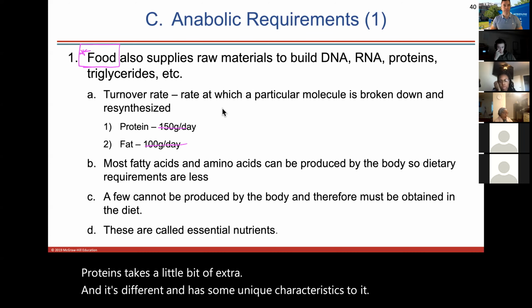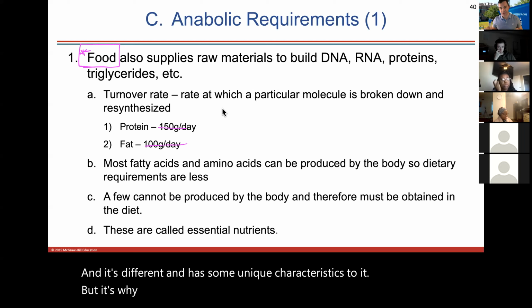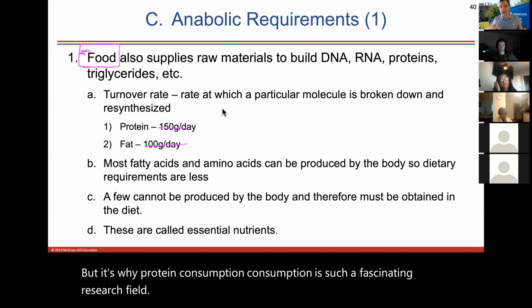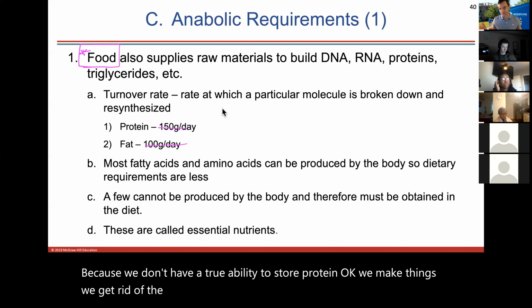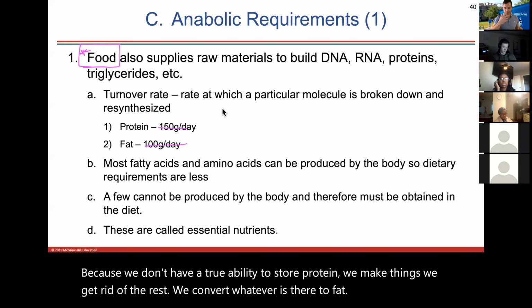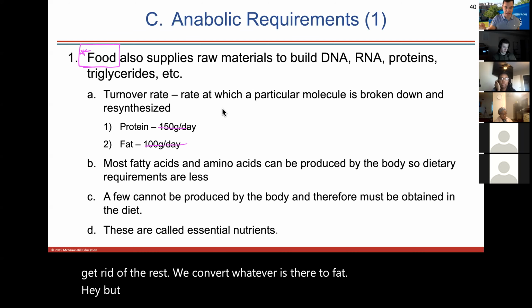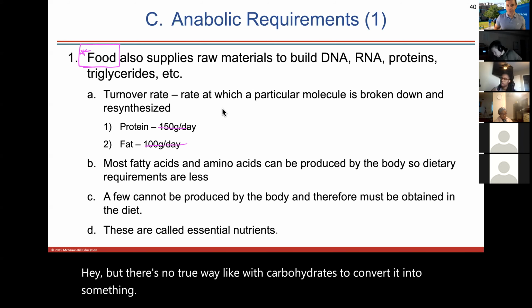But it's why protein consumption is such a fascinating research field, because we don't have a true ability to store protein. Okay, we make things, we get rid of the rest, we convert whatever's there to fat. But there's no true way, like with carbohydrates, to convert it into something in which to store it for long-term use.